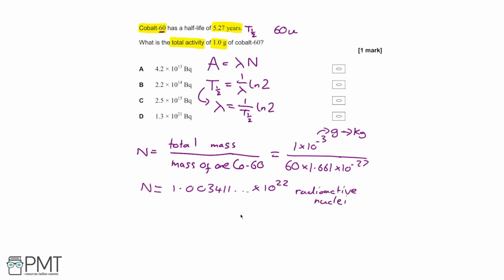Now we need lambda. To do that, we use the equation above, which is that lambda is equal to 1 over t half multiplied by the natural logarithm of 2. So substituting numbers in, we have to make sure to convert years into seconds. So it's 5.27 multiplied by 365. So this is the days in a year.